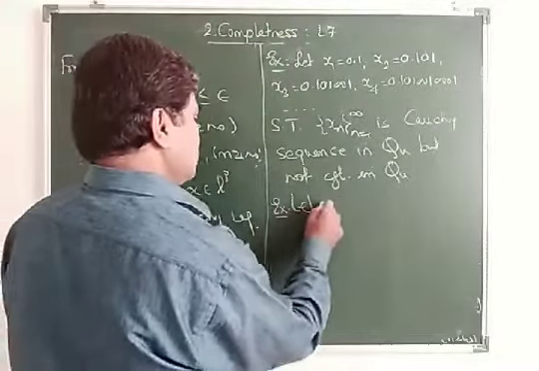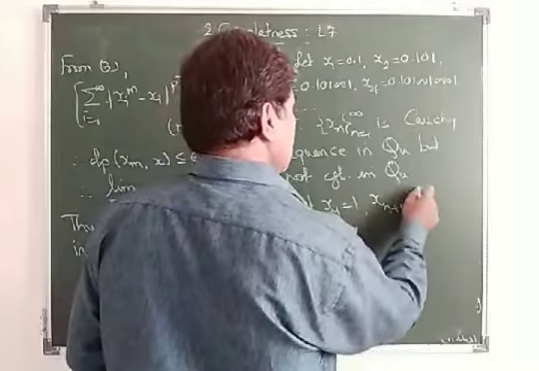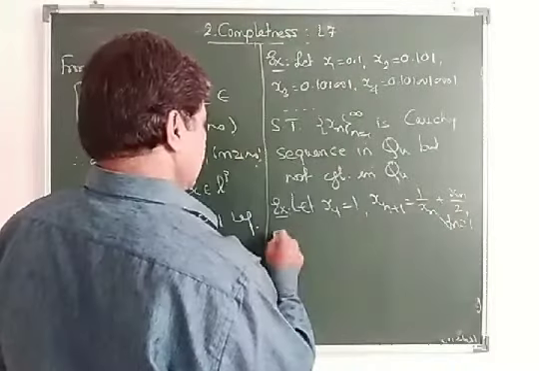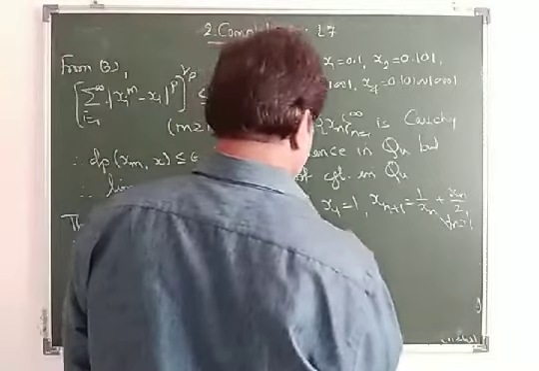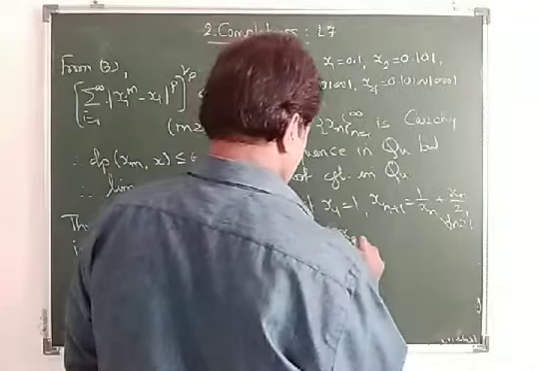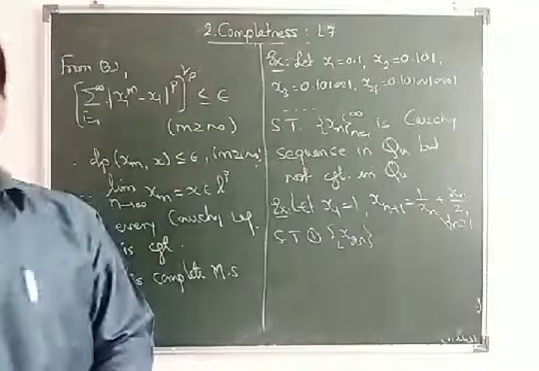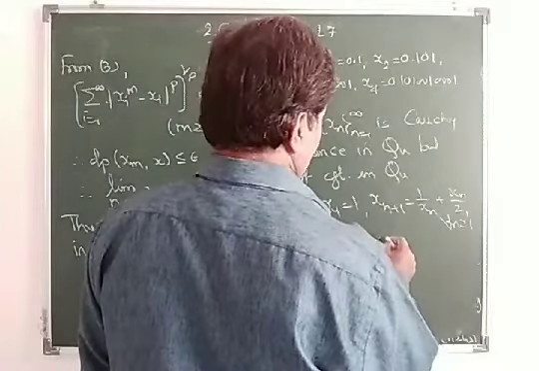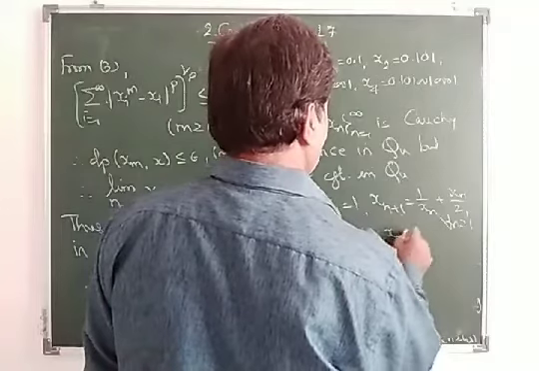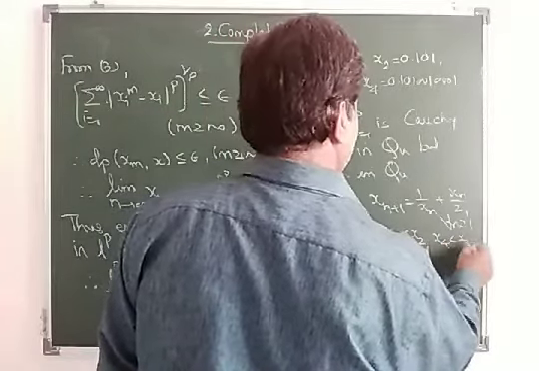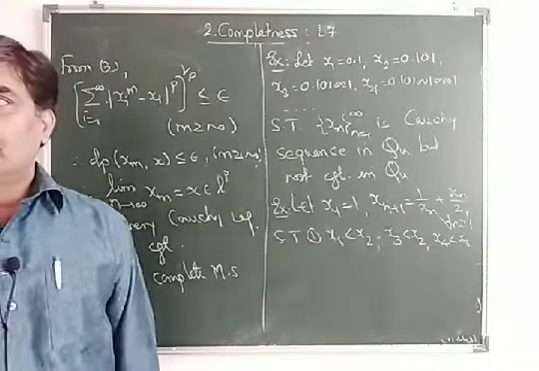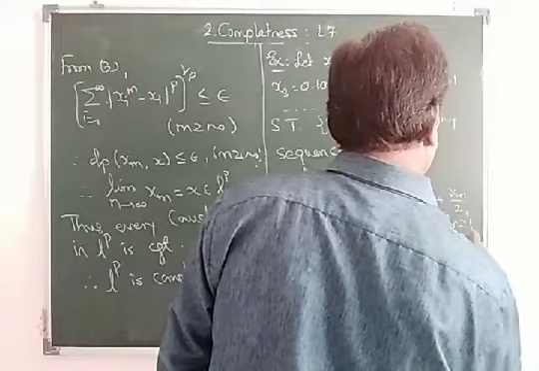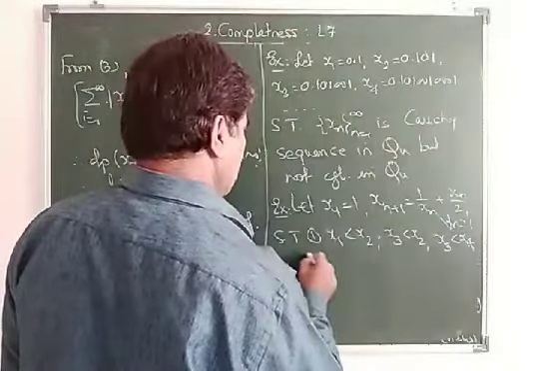Next example, let x1 is equal to 1, xn plus 1 is equal to 1 upon xn plus xn by 2 for every n greater than or equal to 1. Firstly, try to show that x1 is less than x2. Then if I take x3, x3 less than x2, x4 less than x3, sorry, x3 less than x4, okay, and so on.